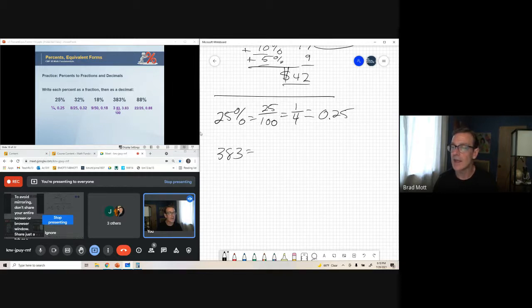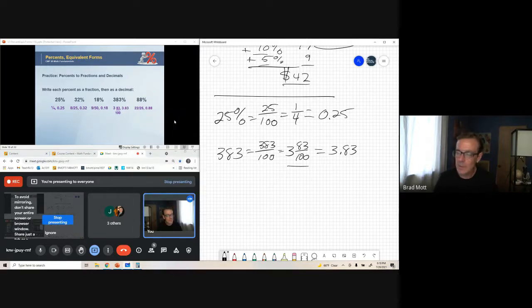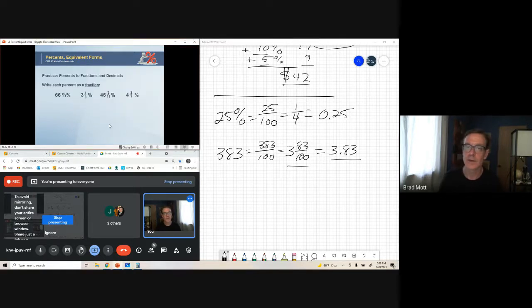So as a fraction, that is 383 over 100. Of course, you can convert that into a mixed number, which would be 3 and 83 over 100. So that is simplified. And then divide 83 by 100 to get your decimal. That's 0.83, and you keep that whole number out front. A little bit tricky on that one.